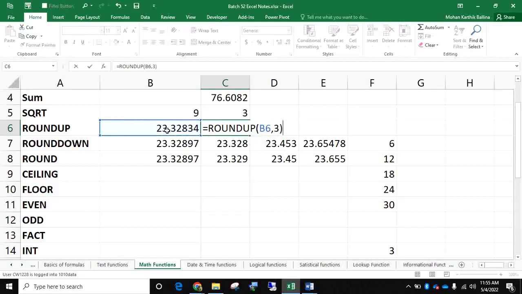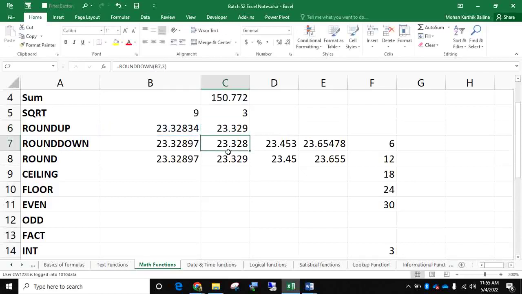Can anyone tell me what would be the answer? 23.328. 23.329. Because even it is near to greater.